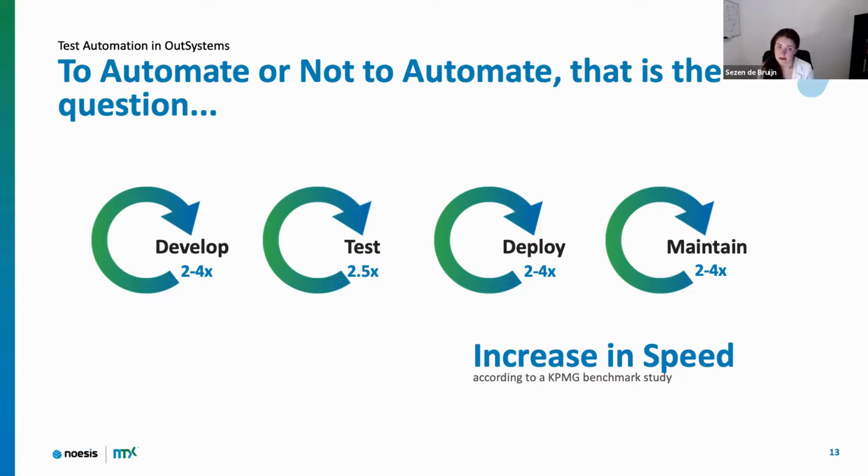Then they say, okay, the deployment also goes 2 to 4 times faster. I've already told you about our built-in lifecycle management capabilities, right? You can even extend it with CI/CD, things like that. So you see that the deployment is also going faster. And then also the maintenance is going 2 to 4 times faster. That's to say, also your change process is going 2 to 4 times faster.